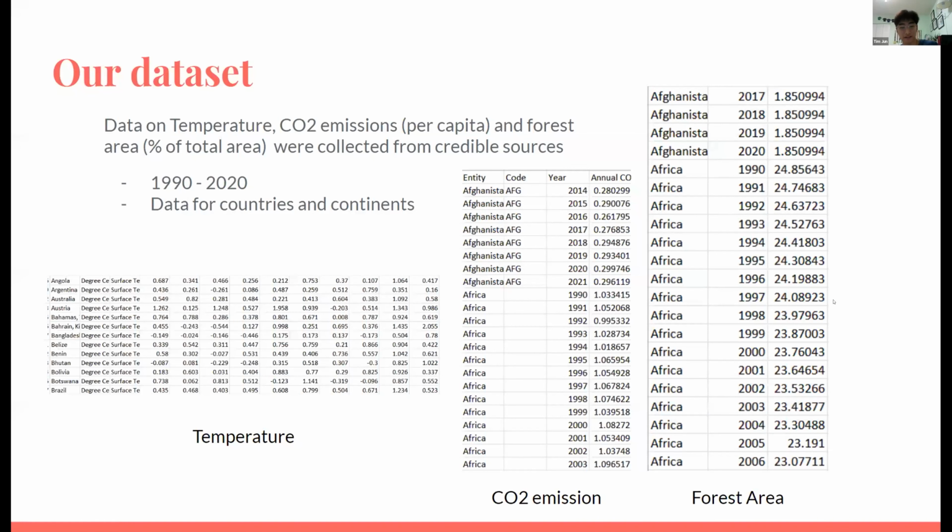To briefly highlight the data sets, we use three main data sets containing countries' data on specific information relating to global warming. On the left side, you can see rows split up by country and having data about temperature change over the years, like how much it increased or decreased. And then in the middle, it's a data set illustrating the annual carbon dioxide emissions per capita in all countries. And lastly, on the far right, it portrays the percent of land that was forest area for each country.